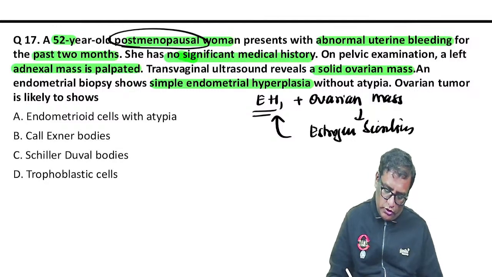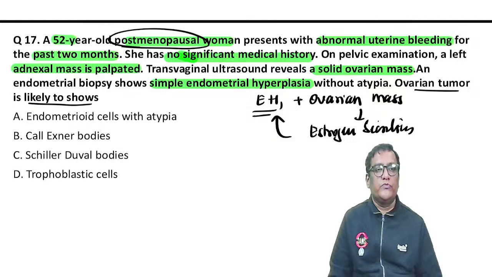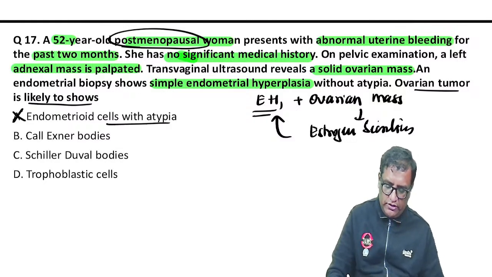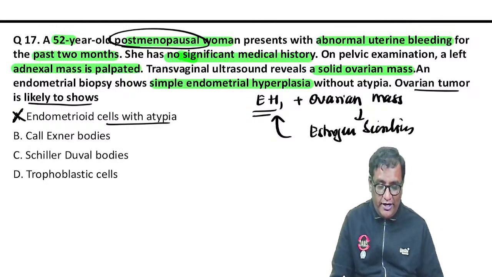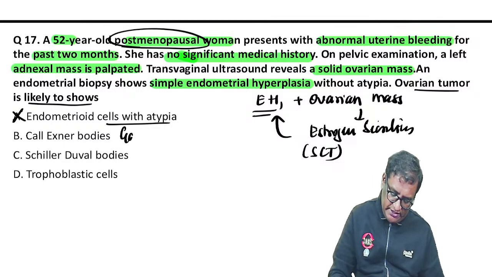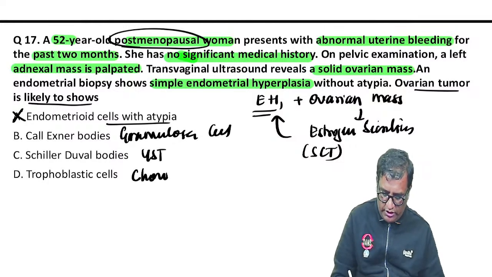So now, what is it? A question asked. Ovarian tumor is likely to show endometrioid cells with atypia? No, endometrioid cells with atypia will be seen in endometrioid type of carcinoma. Very good. You might suspect an estrogen secreting tumor, that will be SCT, sex cord stromal tumor, and Call-Exner bodies are seen in granulosa cell tumor, isn't it? Schiller-Duval bodies are seen in yolk sac tumor. Trophoblast will be seen in choriocarcinoma.